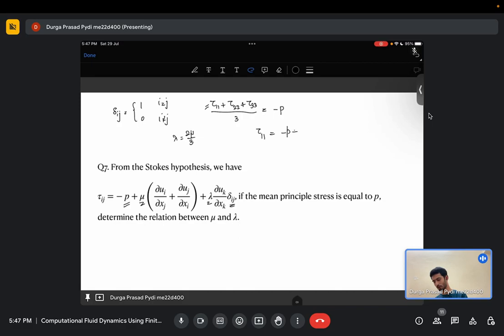So I'm just writing the expression for one of them. Tau 1 1 is essentially mu times, like i equal to j for tau 1 1, so it's del u del x, and you get another del u del x, plus lambda times del dot u. So similarly, when you write for tau 2 2 and tau 3 3, you get the same value for p, and here you get 2 times del v del y, 2 mu times del w del z, and for the lambda you will be having the same.